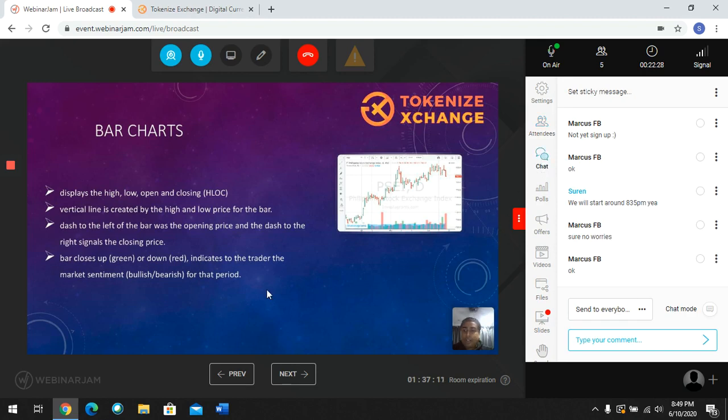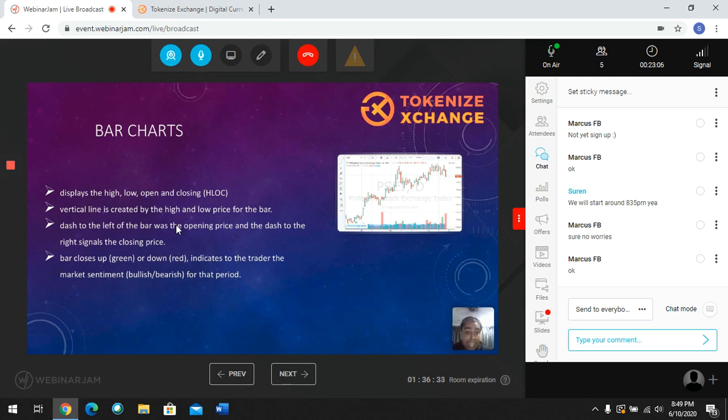Okay, so let's move on. Bar charts is the second chart we are looking at for now. Bar charts help to display the high, low, opening, and closing price, which we call HLOC. A vertical line is created by the high and low price for the bar, so it's easier for you to identify what is the high and what is the low. The dash to the left of the bar is the opening price, and the dash to the right signals the closing price. So you must be wondering, what is this guy talking about?